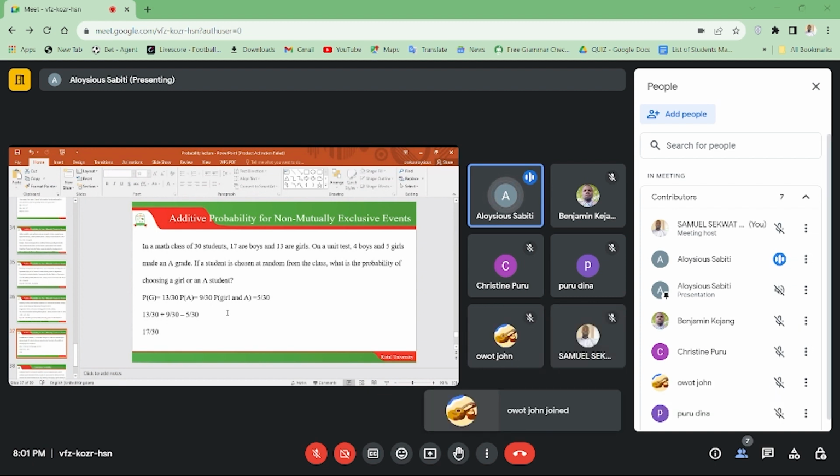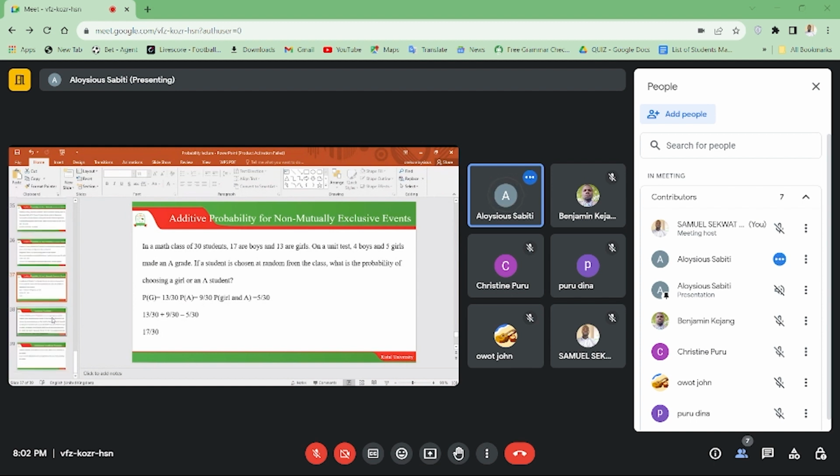So to get the probability of choosing a girl or an A student would mean that you're adding the probability of getting a girl plus the probability of getting an A student minus the probability of getting a girl and an A, meaning you're getting 13 out of 30 plus 9 out of 30 minus 5 out of 30 to give you a probability of 17 out of 30.